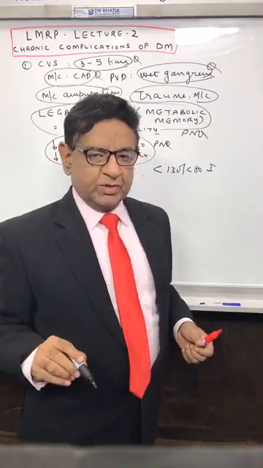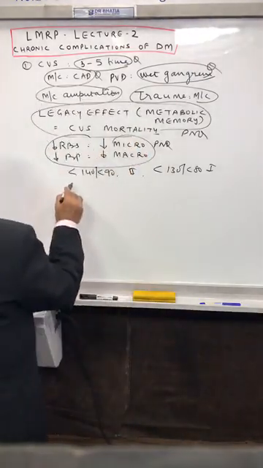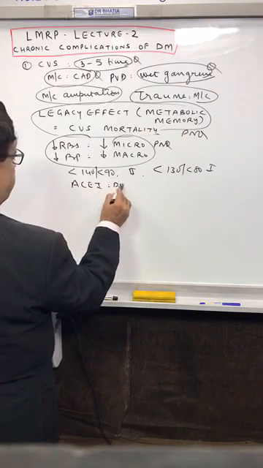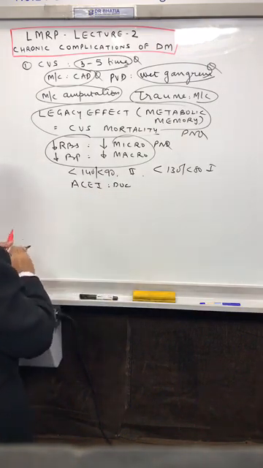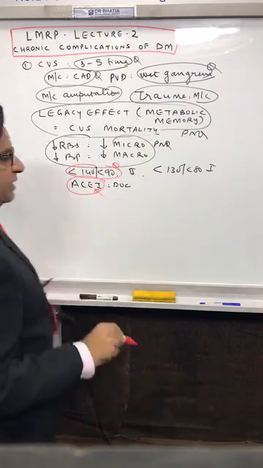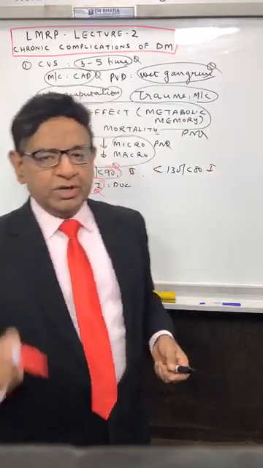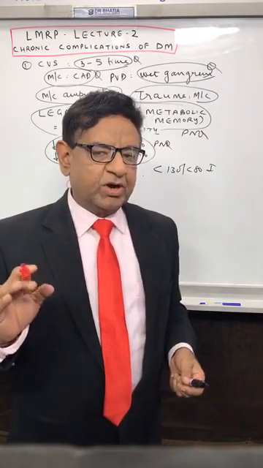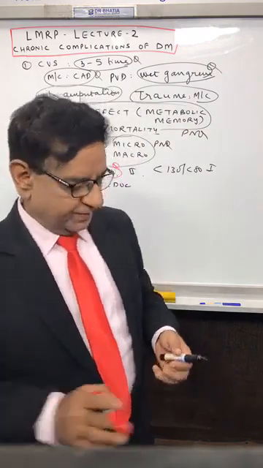What is the drug of choice in these patients? ACEI is the drug of choice. Why? This is a question for you. Because ACEI will not only control the BP, but it will also reduce the progression of nephropathy.